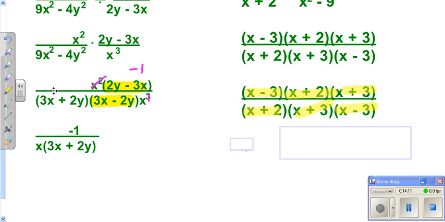And you realize that a lot of stuff drops out. These drop. These are the same. And these are the same. So in other words, everything drops out, so you're only left with 1.